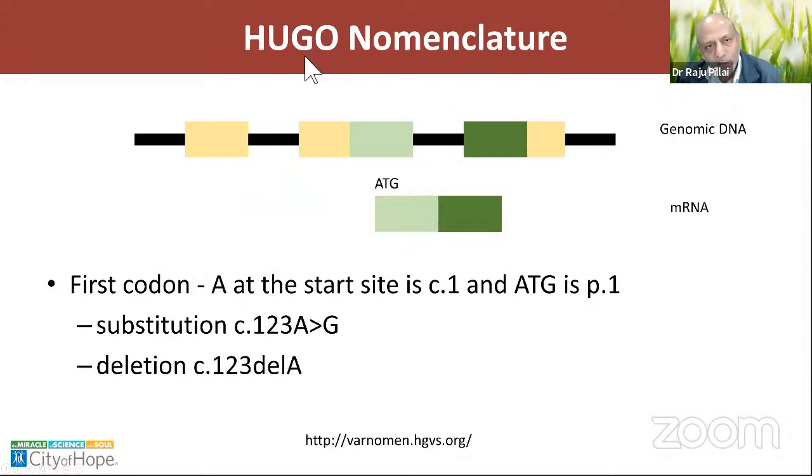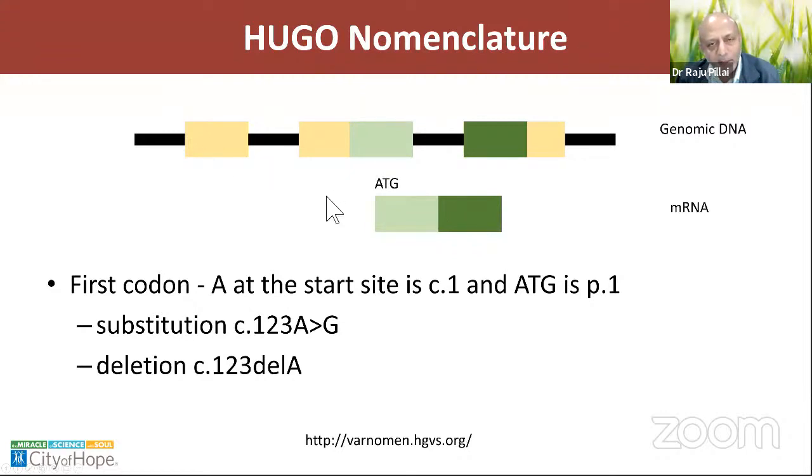So we are supposed to use Human Genome Organization nomenclature, and that nomenclature is relatively simple. So you have genomic DNA. Let's say there are 3 exons in this gene, for example, BCL2. What is shown in yellow is the areas of the gene that are not made into protein. Only the light green and the dark green are actually made into protein.